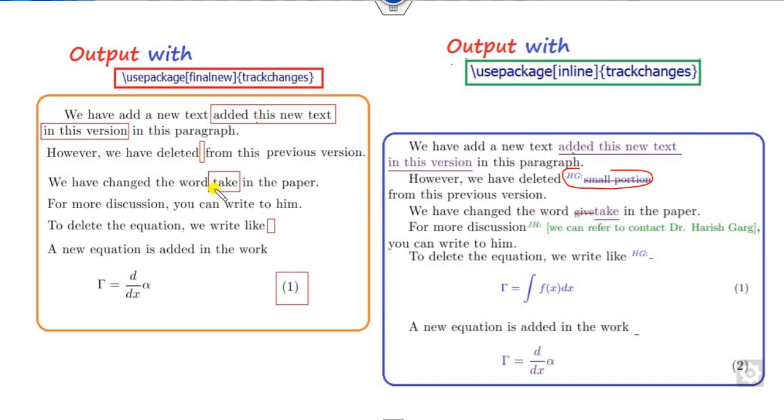Give is also replaced. This is take. This text is also there. This equation is deleted from here, and the equation number is changed from here.